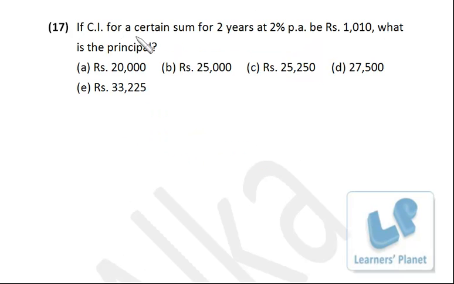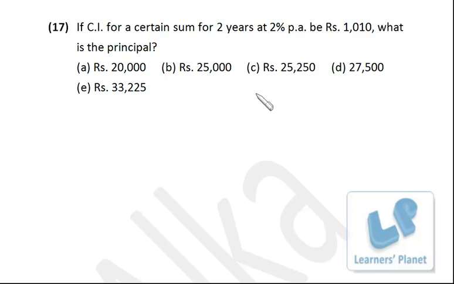Now, if CI for a certain sum for 2 years at 2% per annum is rupees 1010, what will be the principal? 1010, again I can see this 10 rupees, it's a bit absurd. So if it is not compound interest, I can assume 1000 rupees to be the simple interest. Okay, I'm just assuming it, not very sure. Let me do the calculation. So for 2 years at 2% rate of interest, that means in all it is 4%, right? So 4% of which is around 1000 rupees.